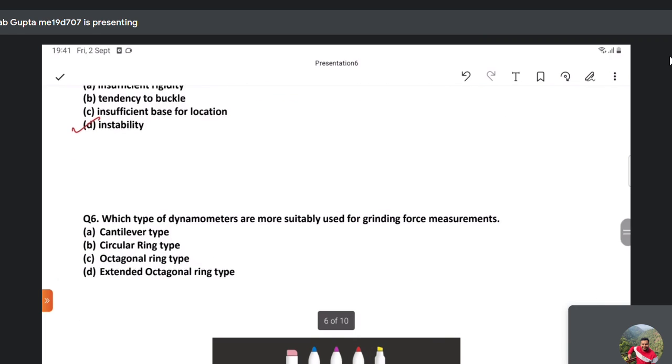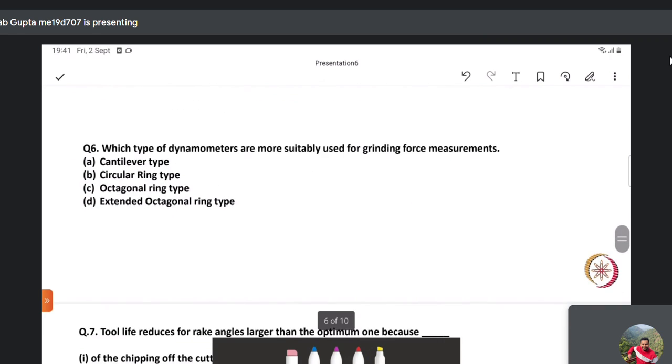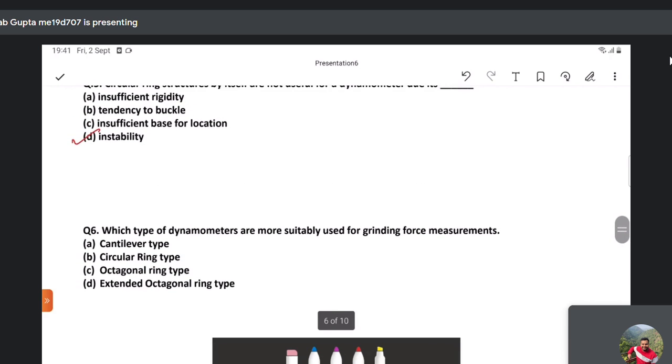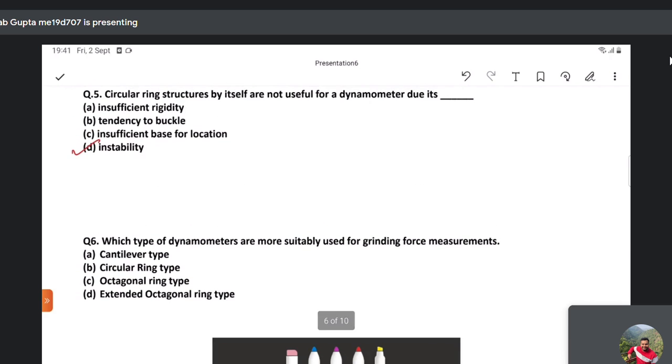Coming to the next question, which type of dynamometers are most suitably used for grinding force measurement? Under grinding loads, you need a setting which is stable, capable of withstanding the high loads, and also rigid. It shouldn't have the tendency to buckle. So these are the criteria for any dynamometer.